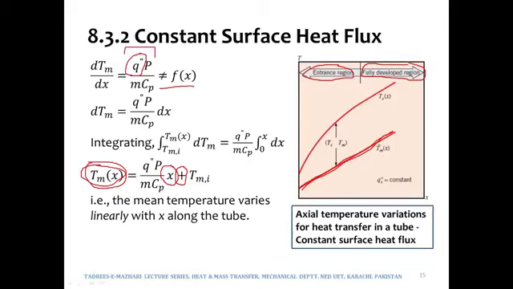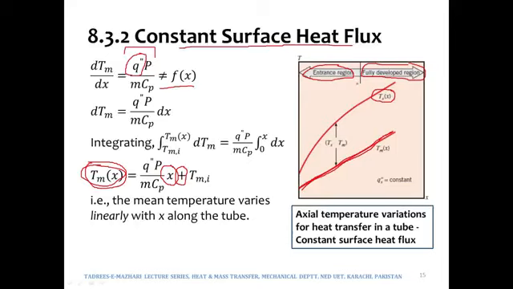So this is Tm and this is Ts. In fact, if it is a constant surface heat flux case, then Ts will not remain constant. Of course, if the surface heat flux is constant, then Ts will change, and if Ts remains constant, then of course the heat flux will vary, as we had discussed earlier in the case of flat plate.